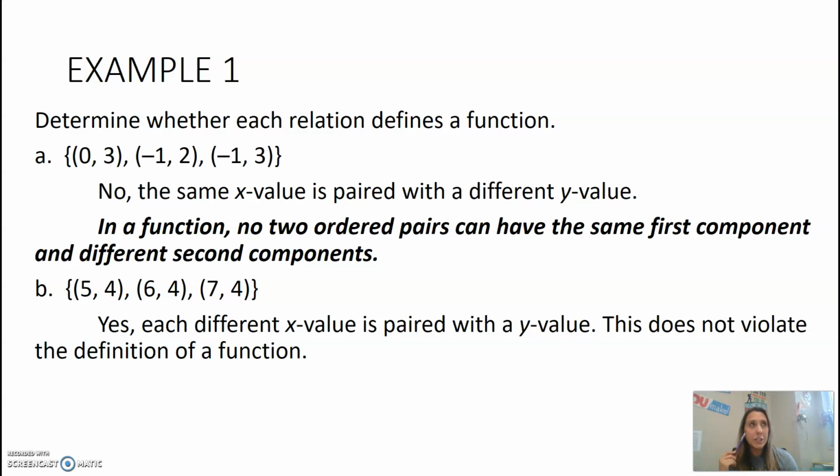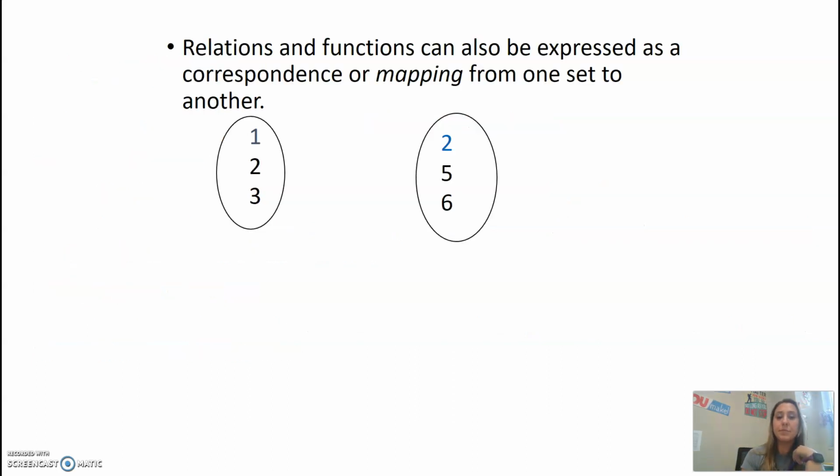I think of the picture I want to see when I'm looking at this. If I were looking at that, that would be a horizontal line from 5, 6, and 7 on the xy plane. And then it would be a horizontal line, meaning that every x value has its own y value, even though it's the same y value.